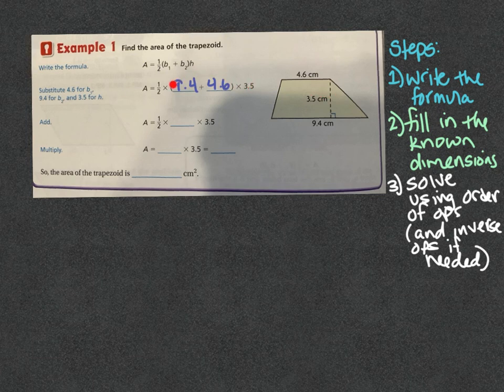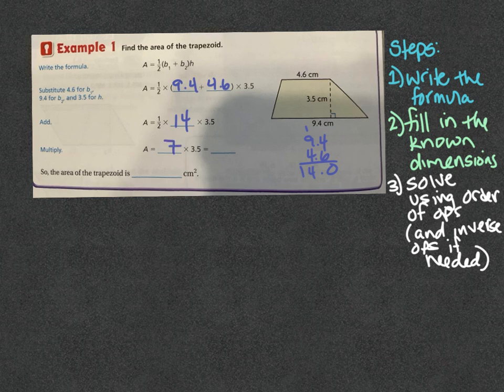Order of operations says I need to do everything in the parentheses first. So 9.4 plus 4.6 is in the parentheses. I will add those together, and when those are added together, we get 14.0 or just 14. Now I'm going to do this 1/2 times 14 because half of 14 is really easy to do in my head. Half of 14 is 7.